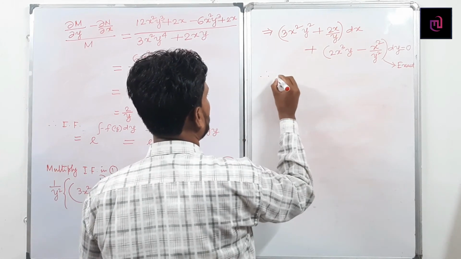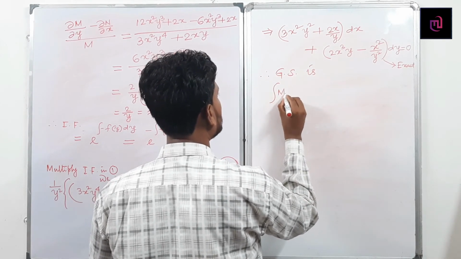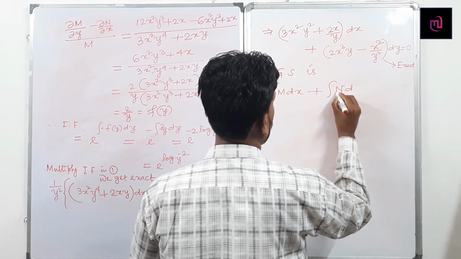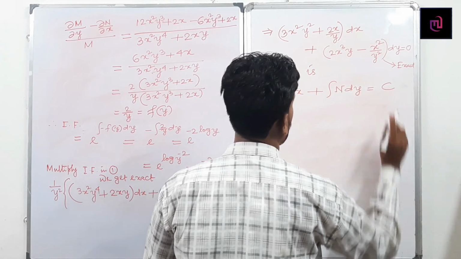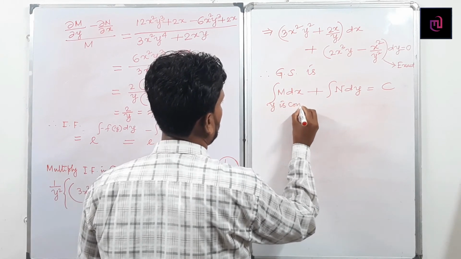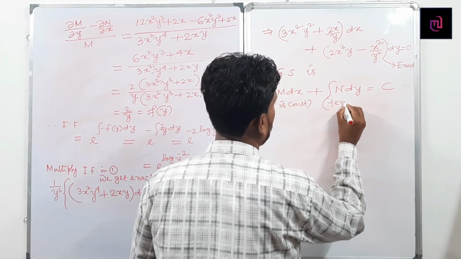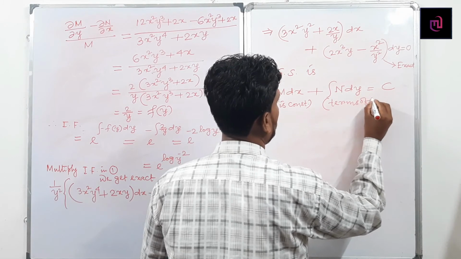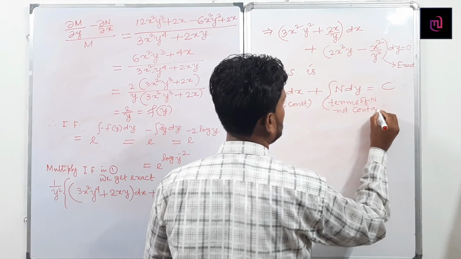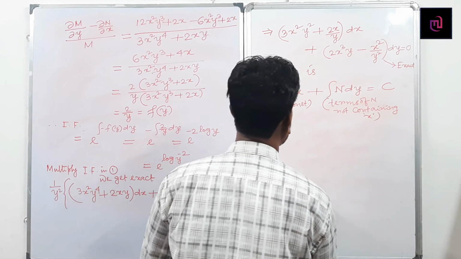Therefore the required general solution is integration of M dx plus integration of the terms of N not containing x, dy, equals some arbitrary constant or integrating constant. Here y is constant in the first integral, and in the second we take the terms of N not containing x.